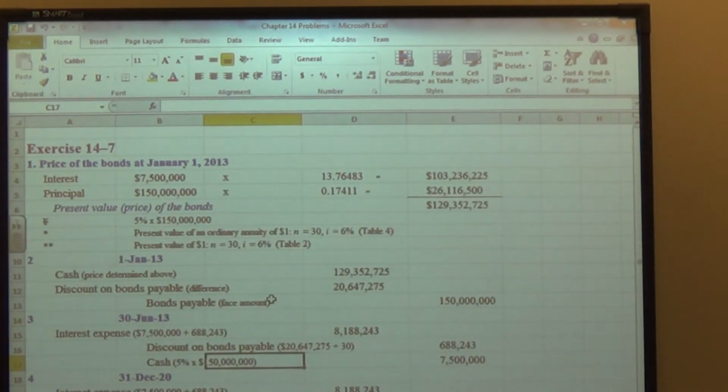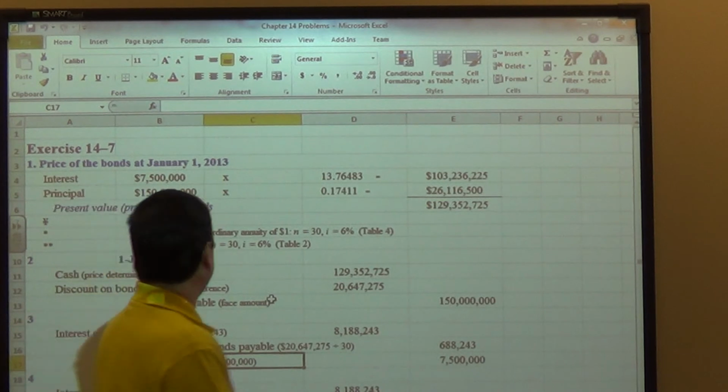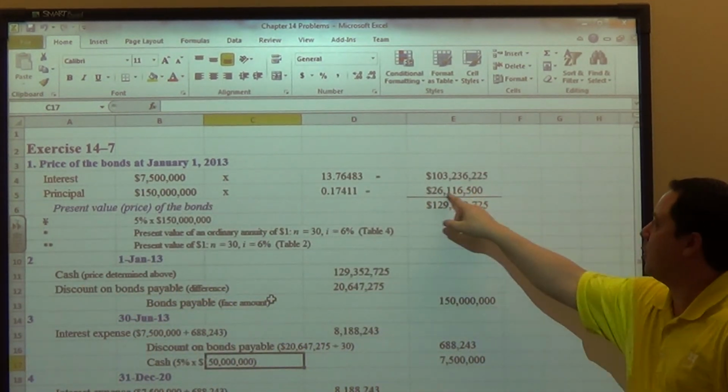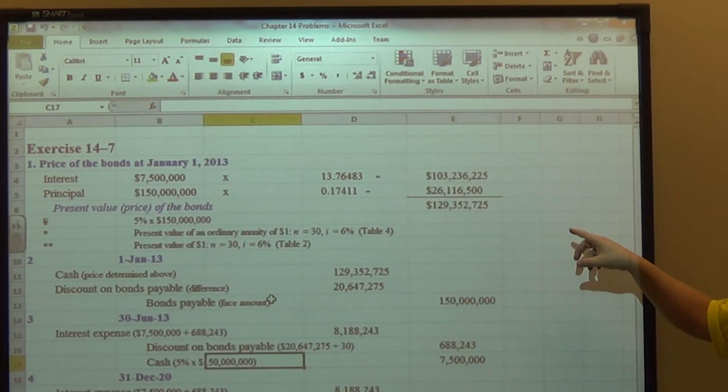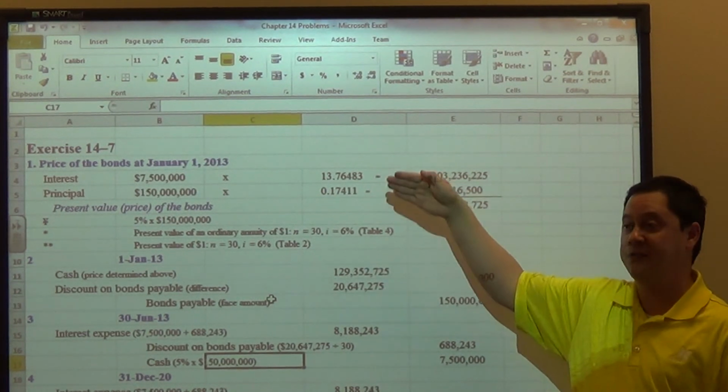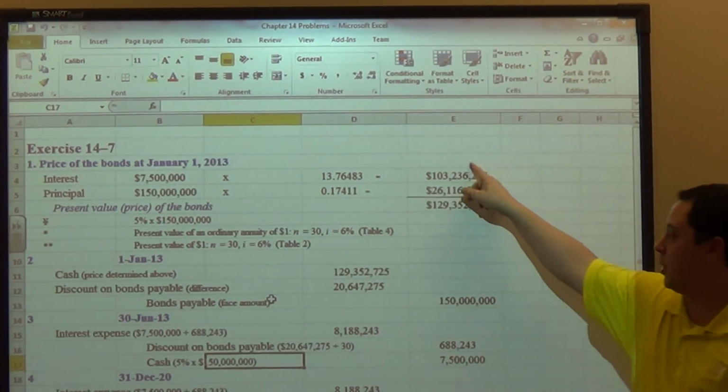I will also have this out there. I'll put this on Canvas for you. So questions on how we came up with these? So this is the present value of the bond right here, which is 129 million. Remember that the bond face value is 150 million. So that's what we have here.